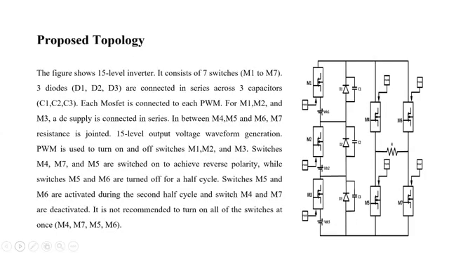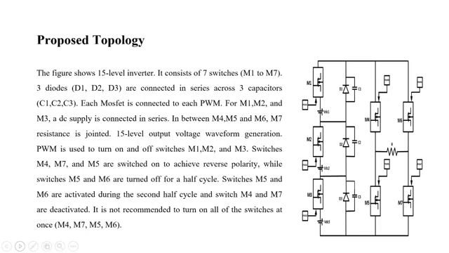Coming to the proposed topology, the figure shows the 15-level inverter. It consists of 7 switches, that is M1 to M7, and 3 diodes, D1, D2, D3, connected in series across 3 capacitors C1, C2, and C3. Each MOSFET is connected to the pulse width modulation. For M1, M2, and M3, a DC supply is connected in series. In between M4, M5, and M6, M7, a resistance is joined. 15-level output voltage waveform generation.